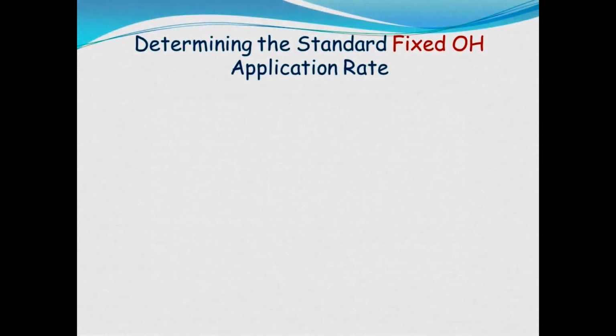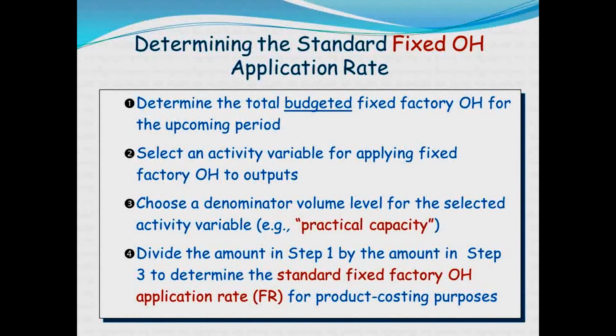How do we calculate it? Determine the budget, the fixed overhead for the period. Let's say it's 150,000. We determine an activity variable, a cost driver, for applying that fixed overhead to outputs. Let's say it's direct labor hours. It'll be different for different companies. You choose a denominator volume level for the selected activity variable, for instance, practical capacity.